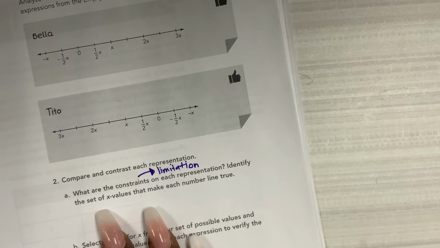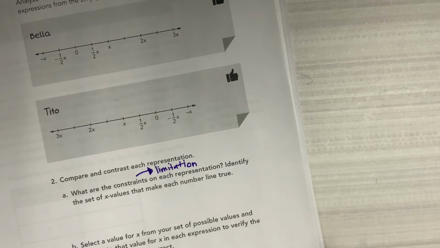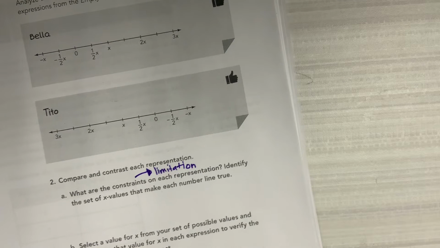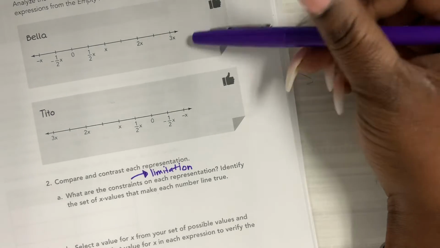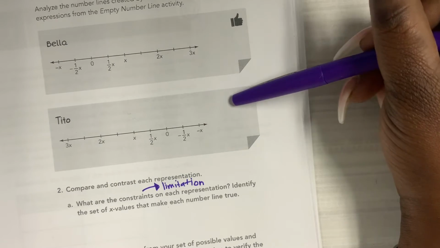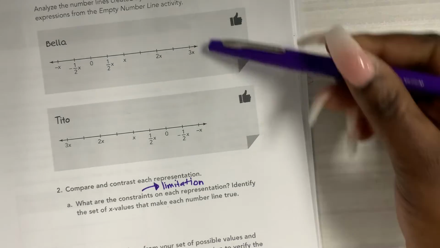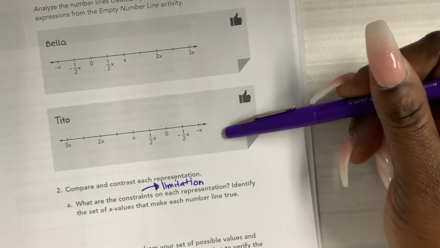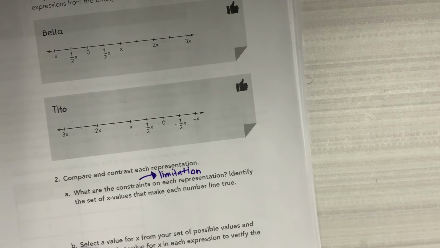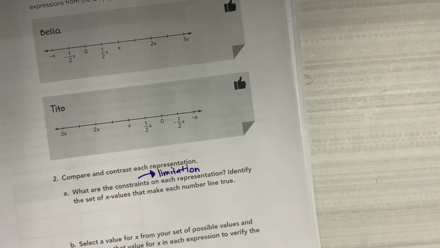So I just want you to identify the x values that make the number lines true. Or another way to think about what I'm asking is to analyze what is happening here. What makes Bella's number line different from Tito's number line? I want you to write it down. Who's true and who's not true? Then I want you to select the value for x from your set, and substitute that value for x in each expression to verify the plotted locations are correct.